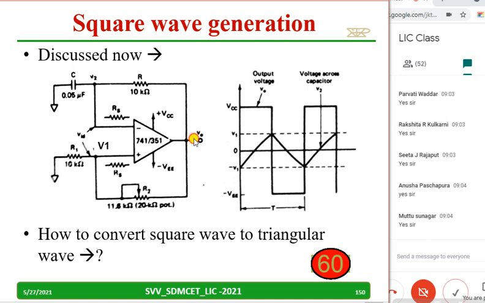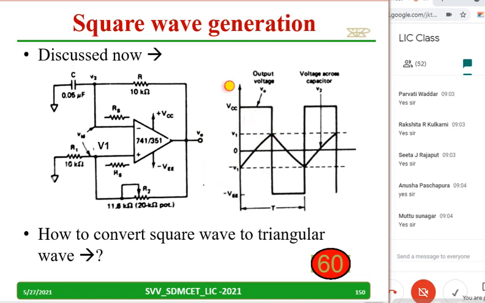Now I want to convert whatever square wave I am getting at the op-amp output to a triangular wave. How to get a triangular wave? Don't say this is a triangular, right? It may look like a triangular, but it is a charging and discharging. It's not a perfect triangular wave. I want to get a triangular wave. What circuit can I add here?